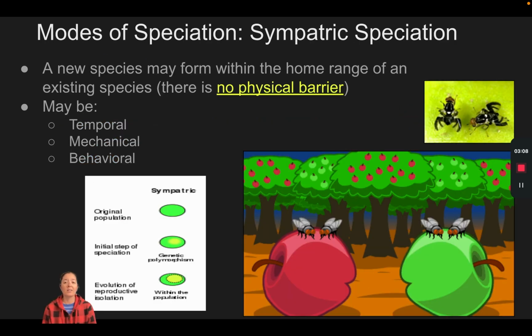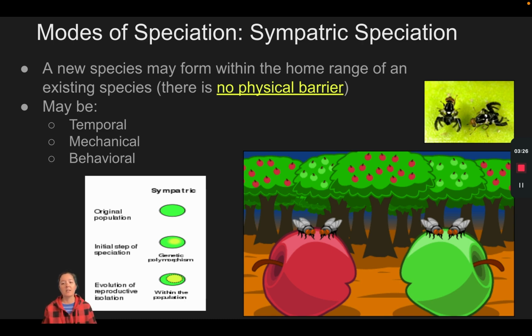The other one is called sympatric speciation. So instead of having a physical barrier, there are other factors that mean that these different species don't interact. They don't interbreed with each other. They don't make babies together. It could be a temporal, a mechanical, or even a behavioral difference.